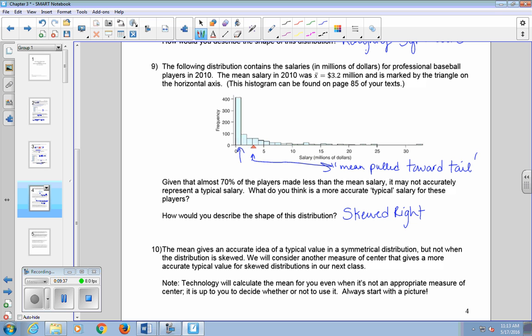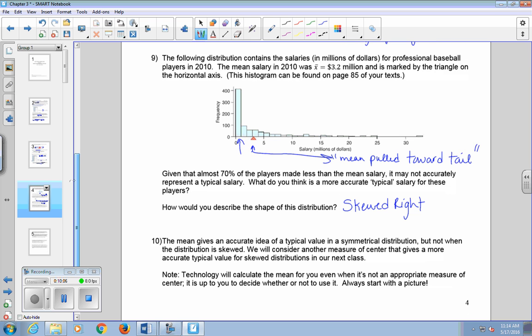So the mean is not a good measurement to use when we have a skewed data set. It gives us an accurate idea of a typical value in a symmetric data set, but not when the distribution is skewed. We will consider another measure of center that gives us a more accurate typical value for skewed distributions in the next class. So here, this is a note, but it's very important.